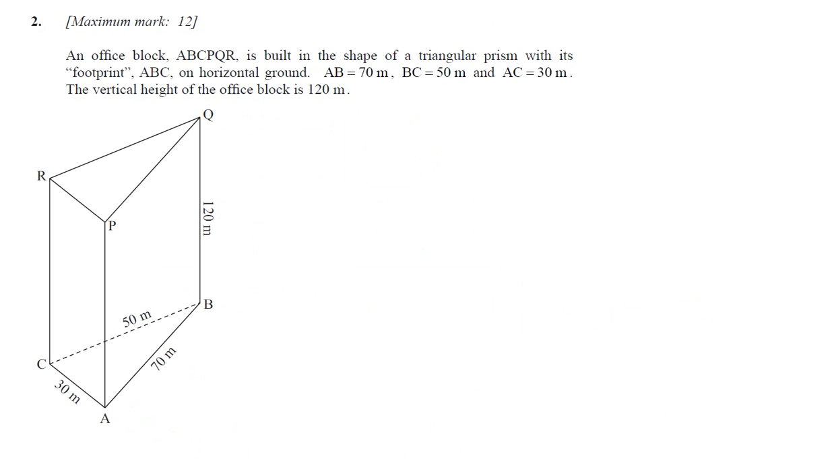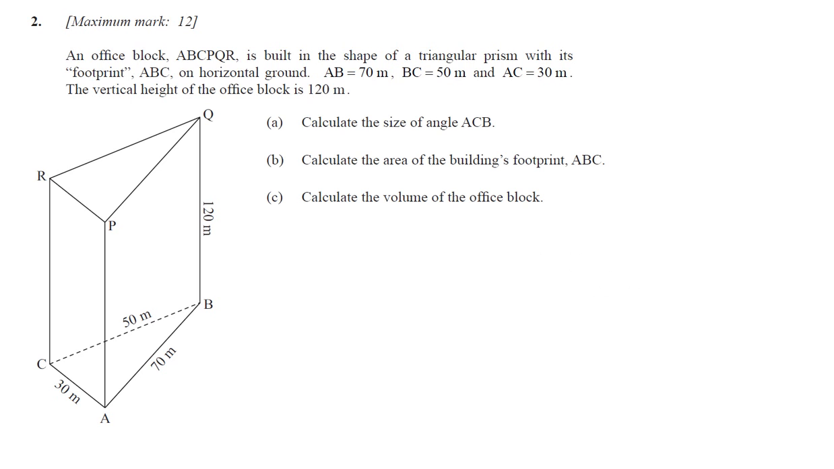To the next problem. Number 2. Okay, so an office block, ABCPQR. So this office block is built in the shape of a triangular prism with its footprint ABC on horizontal ground, and then they give you all the measurements. The vertical height of the office block is 120 meters. So they give you all the measurements that we need. Okay, and then they're going to start asking us some stuff about it.